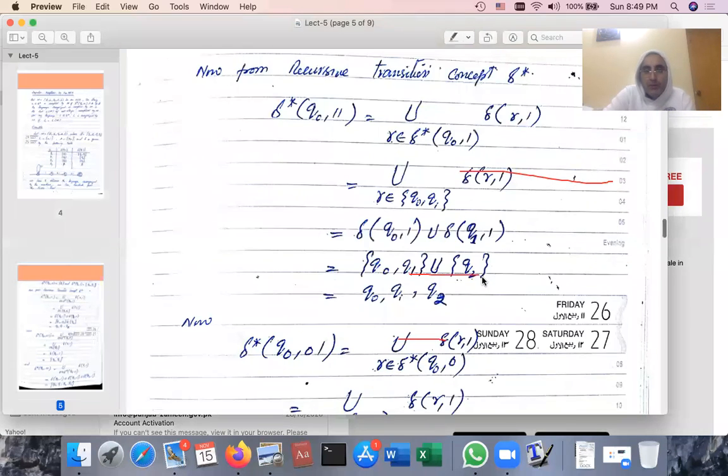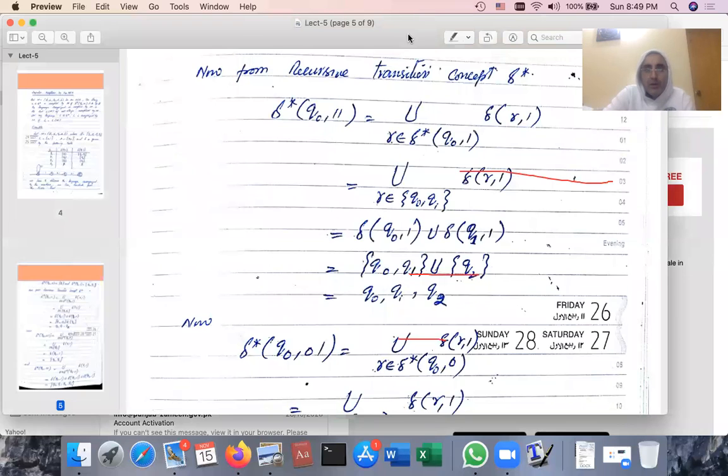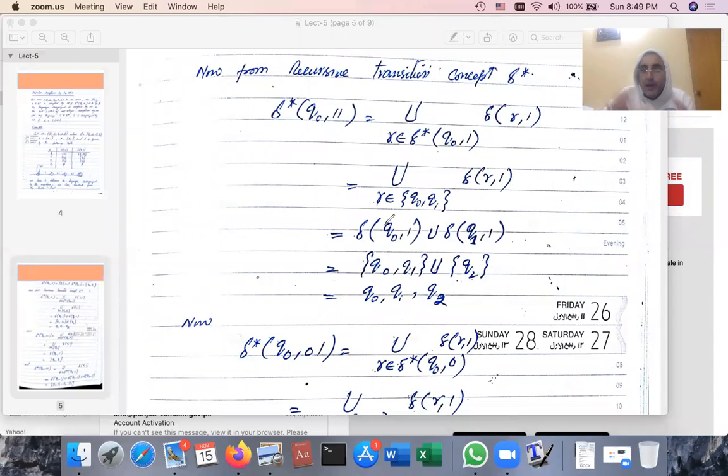Now I have to open this up further. So now I am opening this up further. So Q0, so delta, what was my symbol? 1. So now Q0 Q1 is something approaching R, and this is 1.